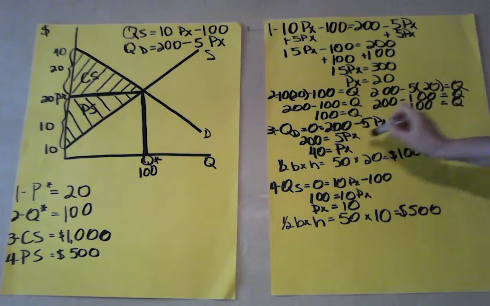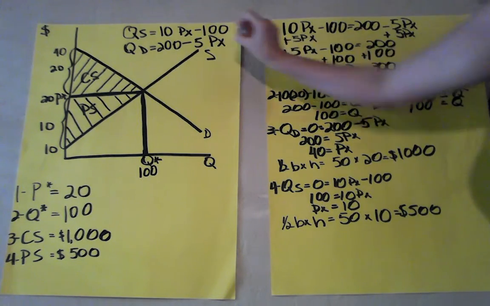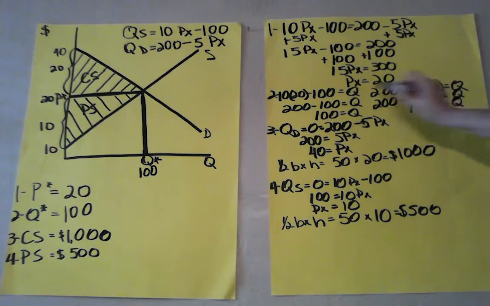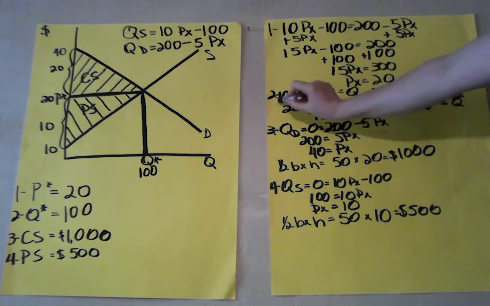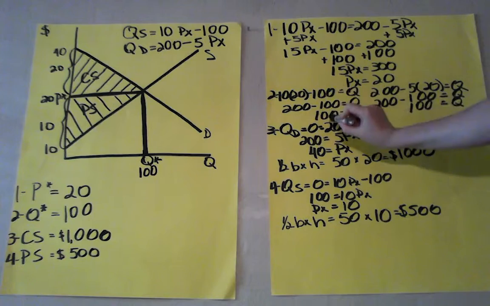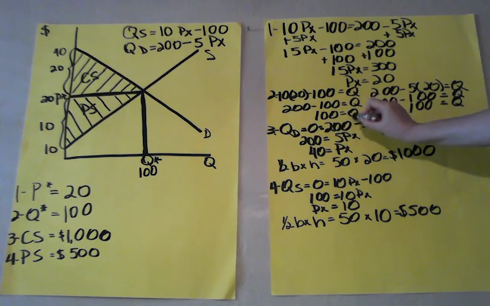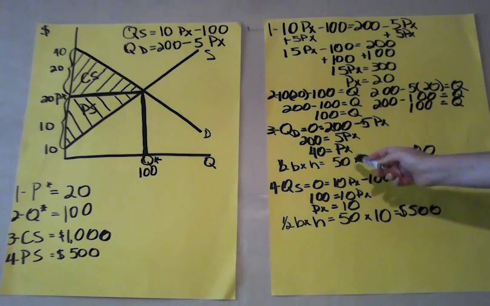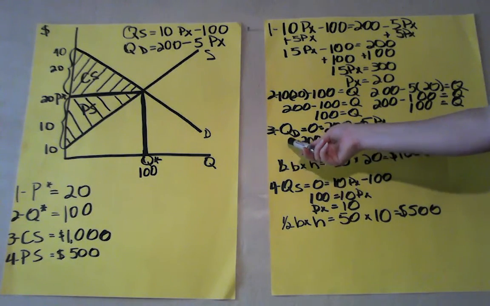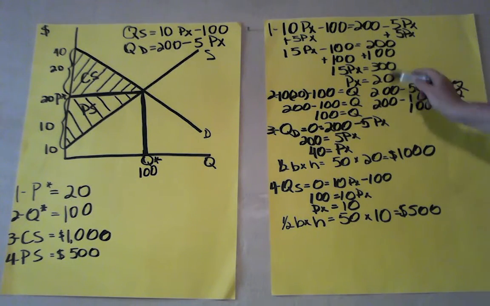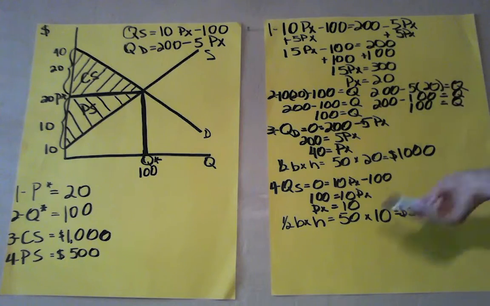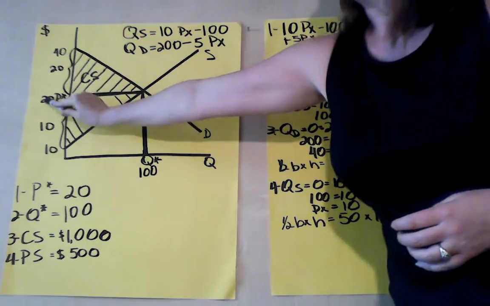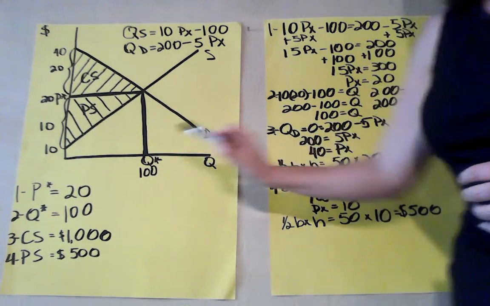Now we can plug those into these equations here, just to be sure that they are equal to each other, and we do that and come out with some simple algebra. 100 equals Q, and the same thing over here, 100 equals Q. So now we have our P star here, and we have our Q star here. So we can label our graph. P star is 20, Q star is 100.